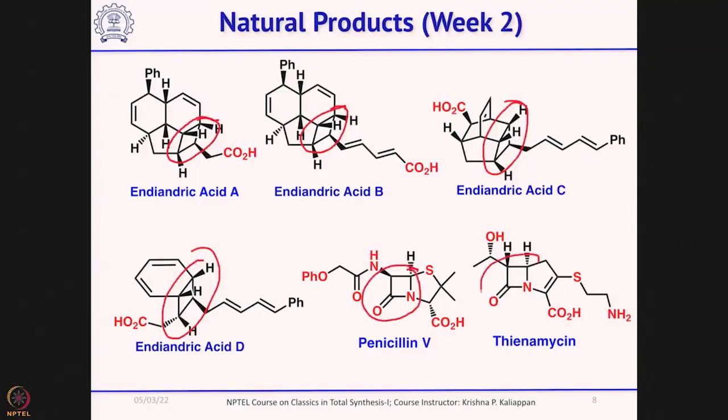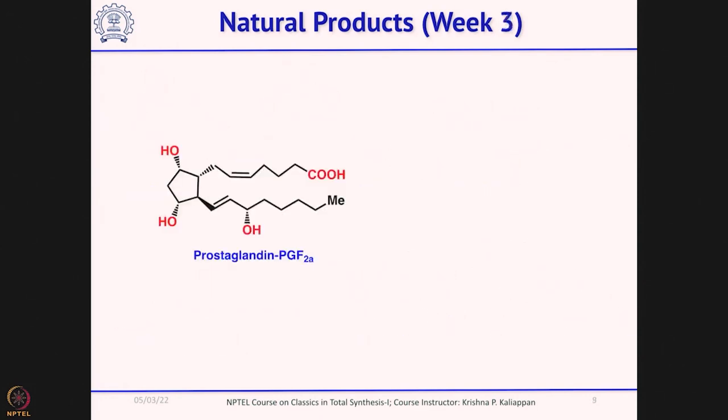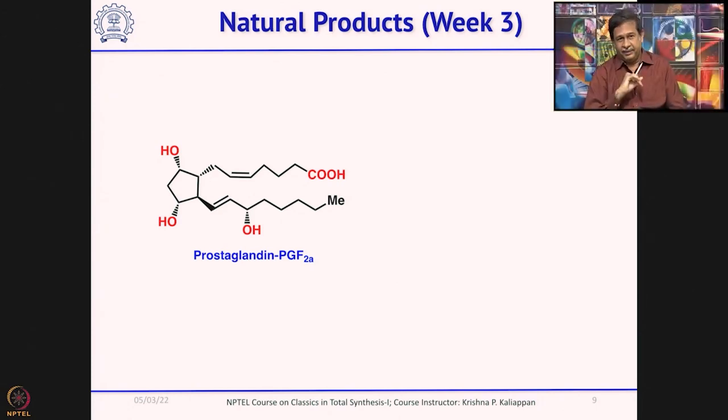And here again you can see a four-membered ring, and the four-membered ring, it's not a carbocycle, it's a heterocycle, it's a beta-lactam. Okay. Beta-lactam present in both. Then we will move to five-membered ring. We will spend about 3 weeks on synthesis of natural products having five-membered rings.